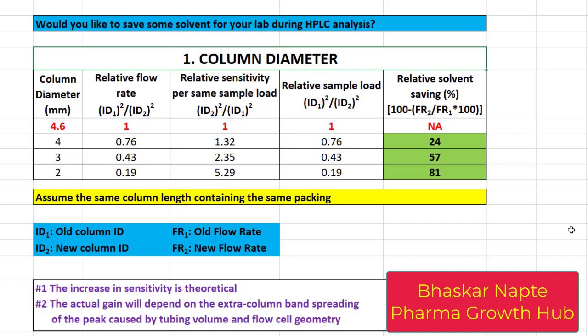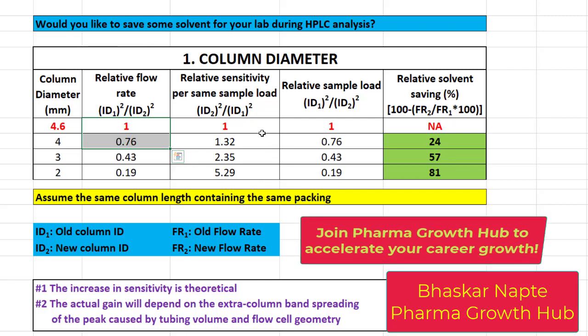For example, please consider that you are using a 4.6 mm diameter column and you want to switch to, let us say, a 4 mm diameter column. Let us now understand how this solvent saving is going to happen. Just assume that the flow rate of your 4.6 mm diameter column is 1 ml per minute. To achieve a similar kind of retention, you have to adjust the flow rate to 0.76 ml per minute. Now, as this flow rate has got reduced, obviously the consumption of the solvent is also going to be reduced.